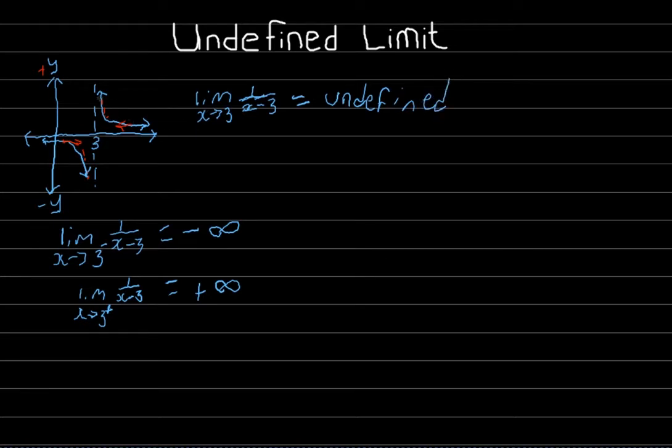Because one part goes upwards and the other part goes downwards. So we don't have a particular value for it. Or we say it does not exist.